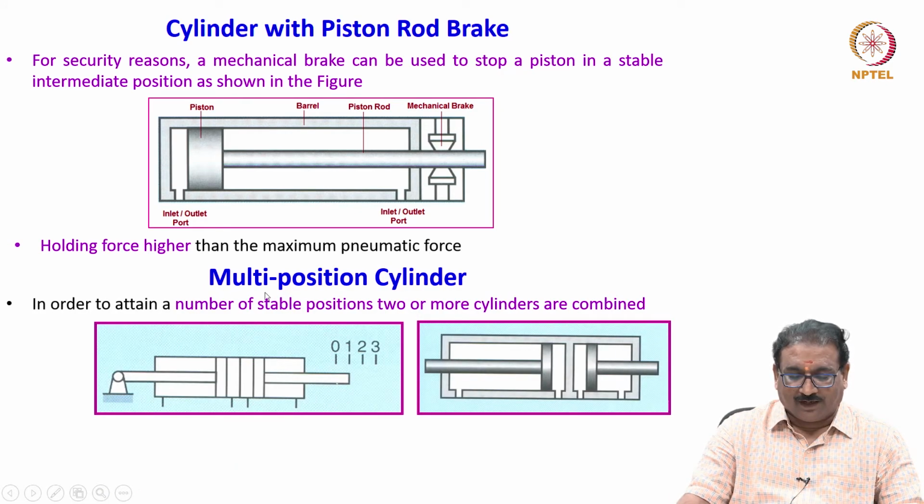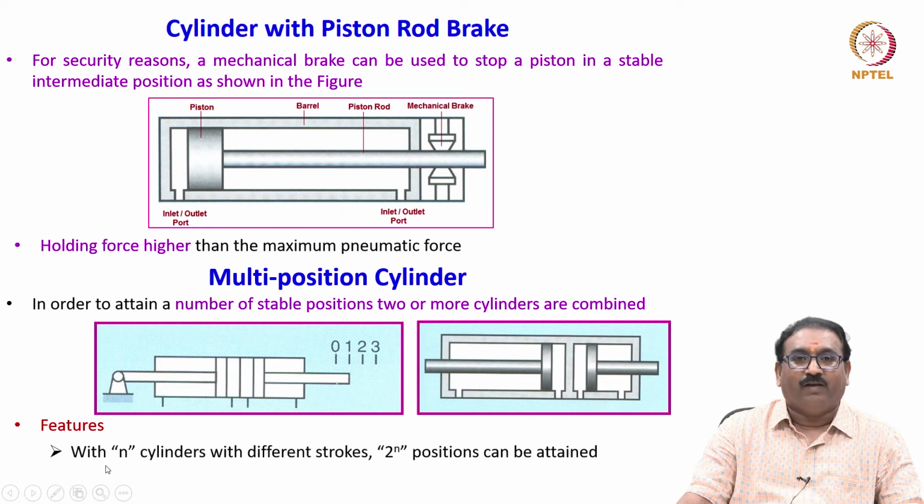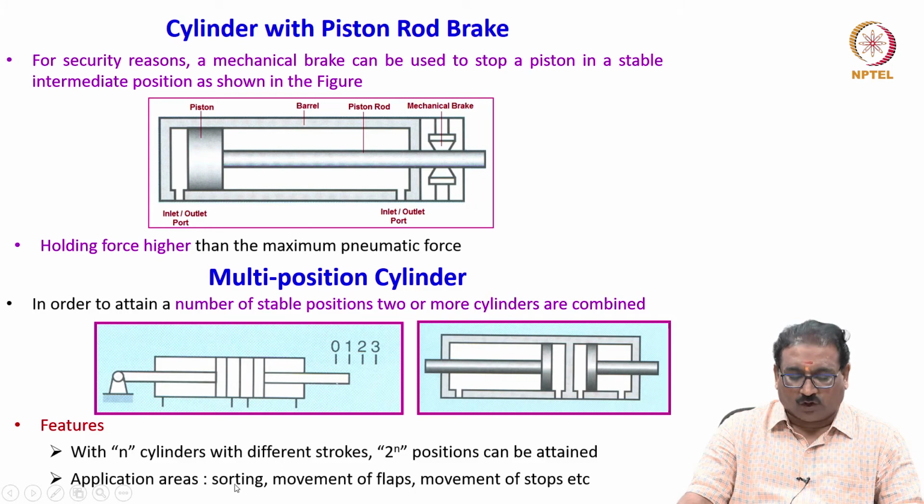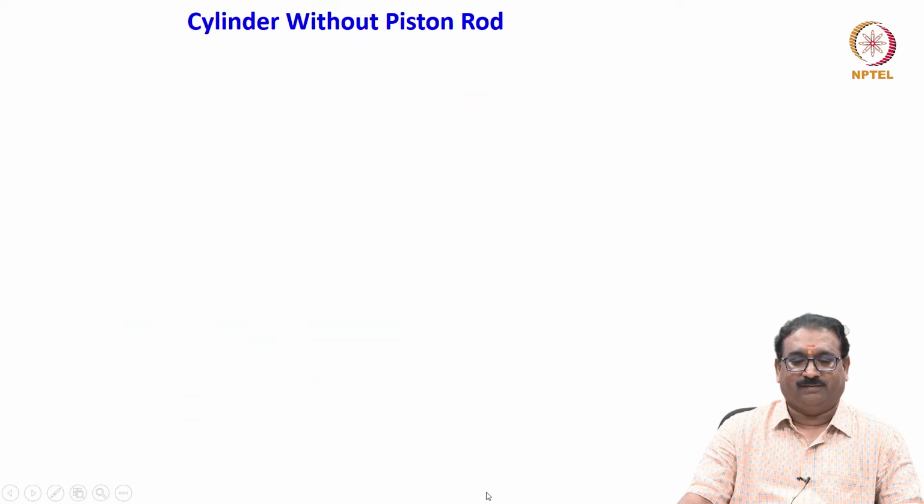Then you will see some more arrangements here. The multi-position cylinders 0, 1, 2, 3 they will achieve. In order to attain a number of stable positions, 2 or more cylinders are combined, meaning features are with n cylinders with different strokes. 2 to the power of n positions can be attained using the multi-position cylinders. Application areas: sorting, movement of flaps, movement of stops, etc.